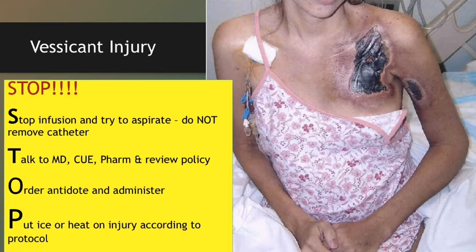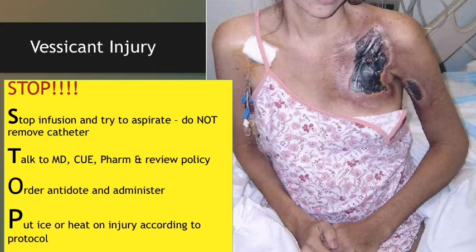Okay? So the mnemonic for what you do if somebody has a vesicant injury, what are the signs and symptoms of a vesicant injury? Intense burning and discomfort and redness around the site. Increased burning and irritation and redness around the site. Sometimes they'll get instant blisters and stuff.